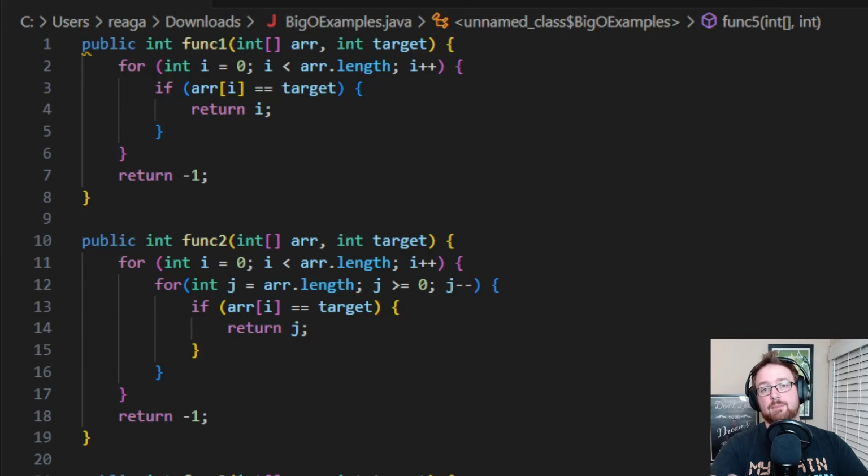Okay, so I've got some examples here for you, and we're gonna go through these one by one, and I'll explain the process of figuring out the big O for each one. You don't have to memorize these. This is mostly to give you the ability to start recognizing patterns.